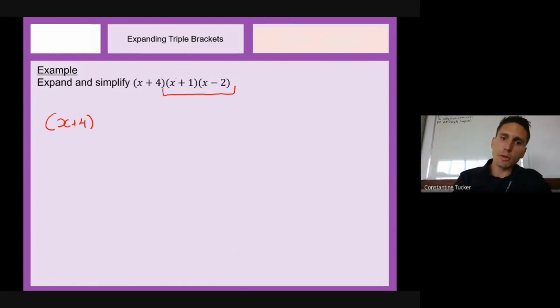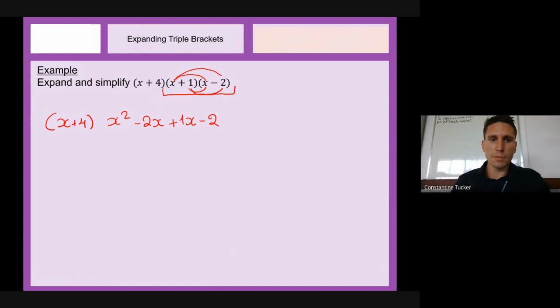And then that x plus 1 times x minus 2, we actually expand the brackets there to see what that gives us. Well, x times x gives us x squared. X times minus 2 gives us minus 2x. Then plus 1 times x gives us plus 1x, or just plus x. And then plus 1 times minus 2 is minus 2. But now notice that x minus 4 is what we need to multiply with this entire thing. So this entire thing now needs to go in brackets.